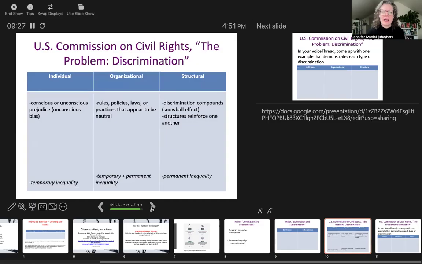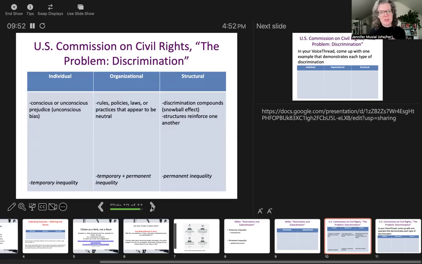The other thing I assigned today was a piece by the US Commission on Civil Rights, The Problem of Discrimination. And I like the language that this commission has used to describe what discrimination is. They talk about it on the individual level, the organizational level, and the structural level. I would remake this in my notes in a way that looks kind of like this, again, using those columns.